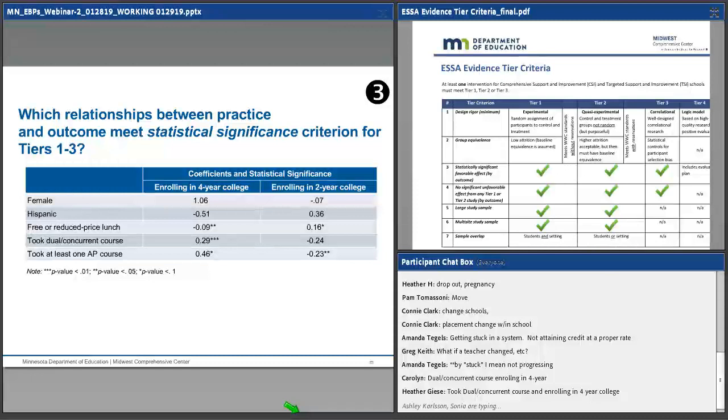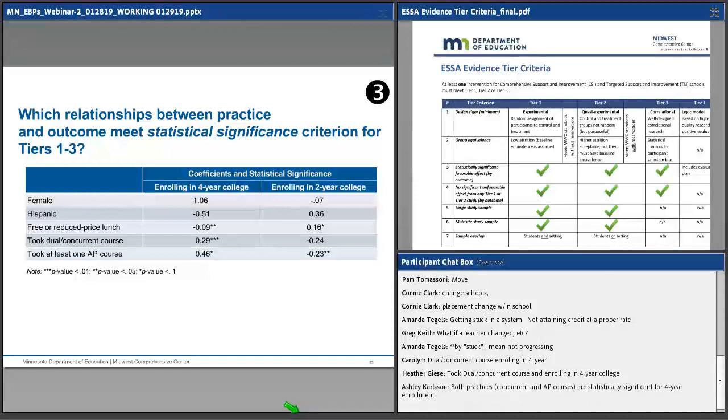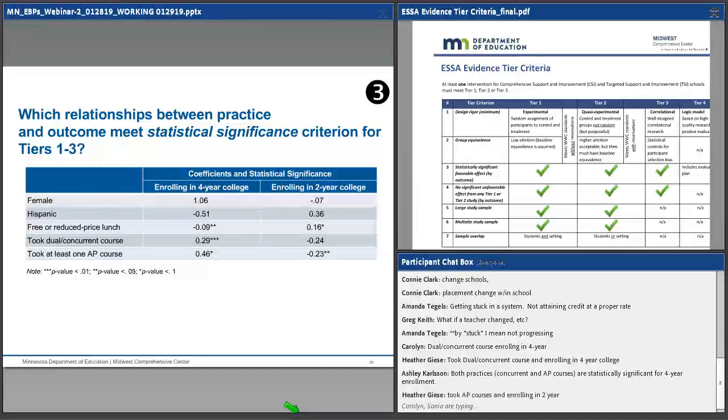Yes, so I'm seeing correct responses around what the practice and the outcome are. And I see people identifying at least one correct relationship. I've gotten a couple answers saying that there's a statistically significant relationship between dual concurrent course and enrolling in 4-year. That is indeed a statistically significant relationship.